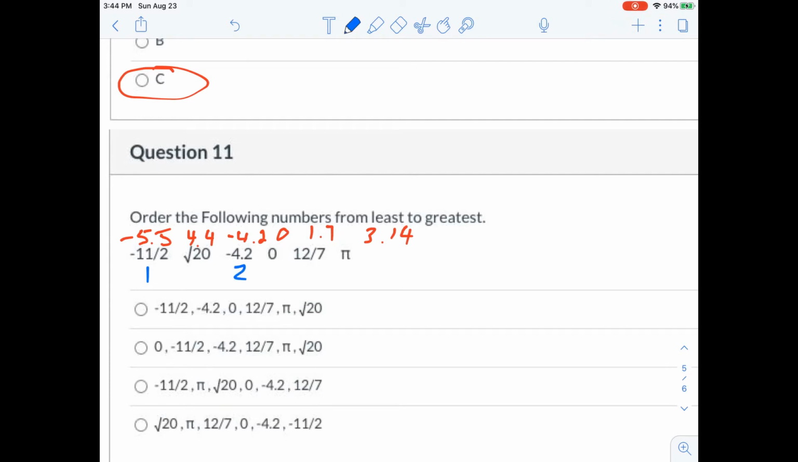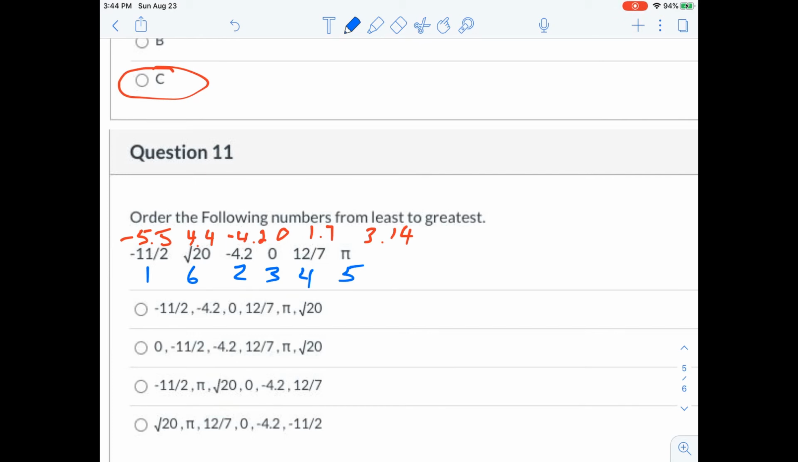Now I'm going to start going into the positives. 0 is the smallest number that I know. And then it looks like 1.7, 3.14, and 4.4 is what's left. Well, 1.7 is smaller than those other two, and 3.14 is smaller than 4.4.